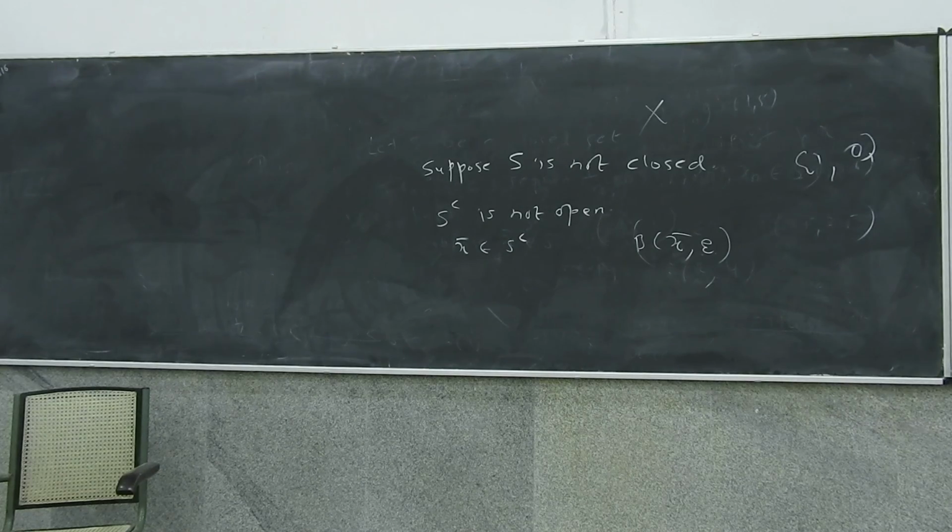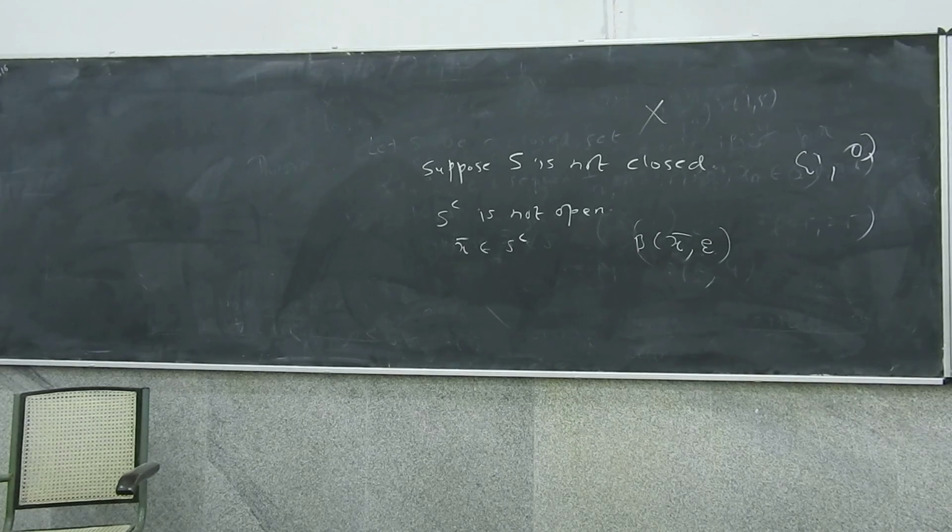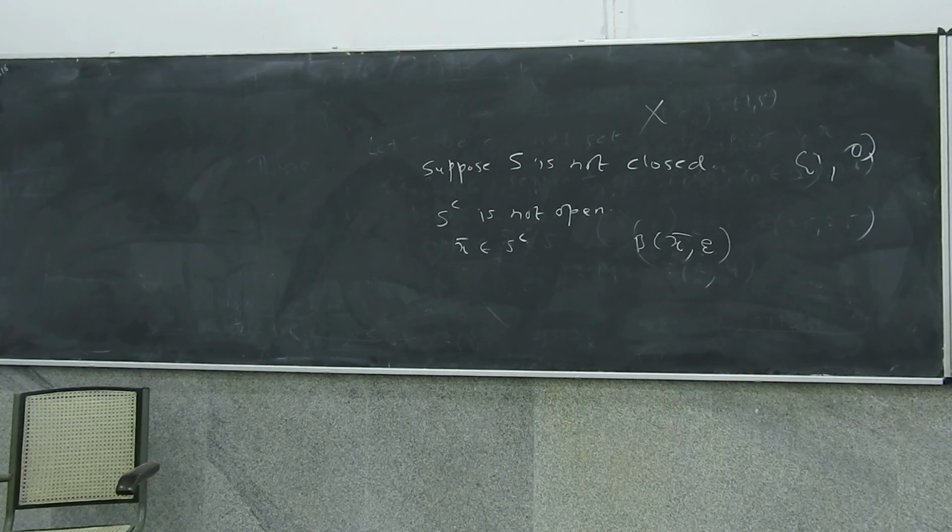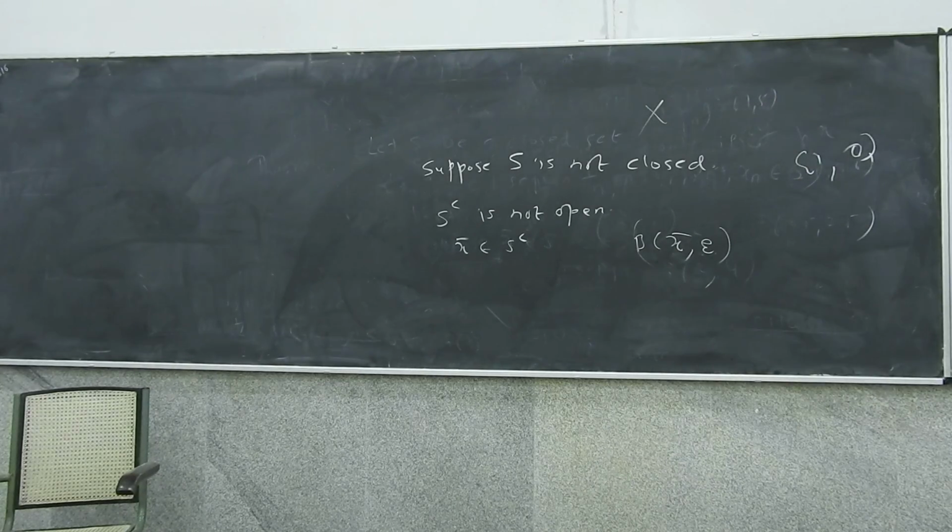you have a limit point. So basically what it says? It says there is a sequence of points in X, S, there is a limit point X bar and X bar doesn't belong to S. So if S is not closed, right, you will have a point X bar, a limit point, which does not belong to S.